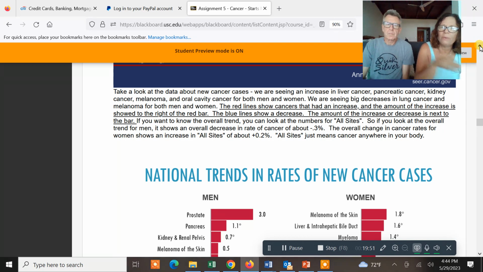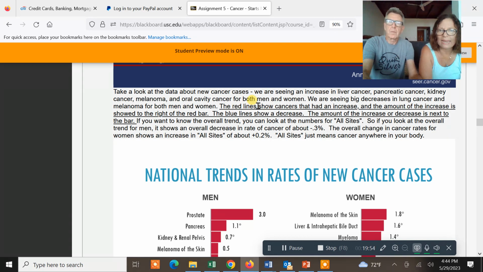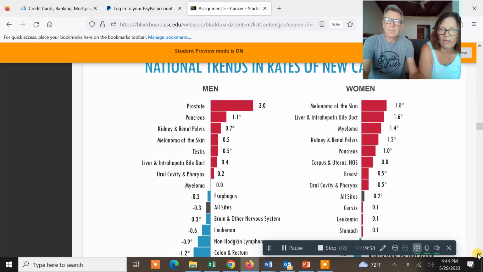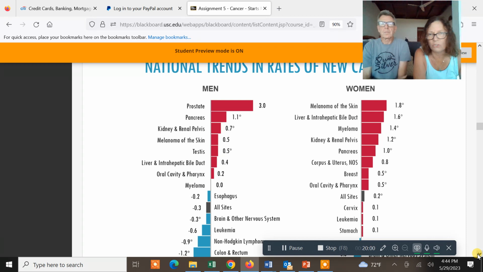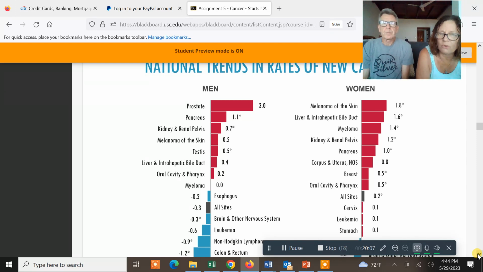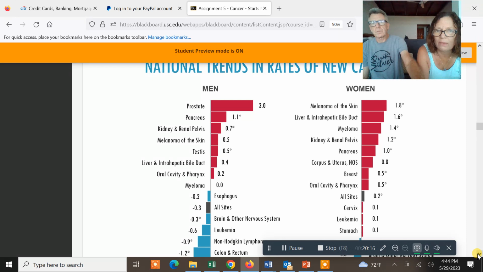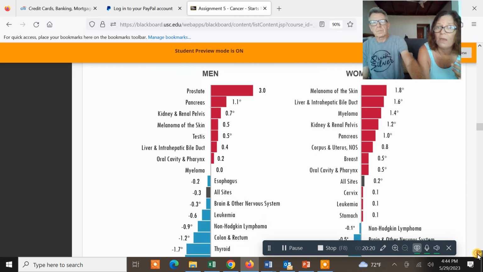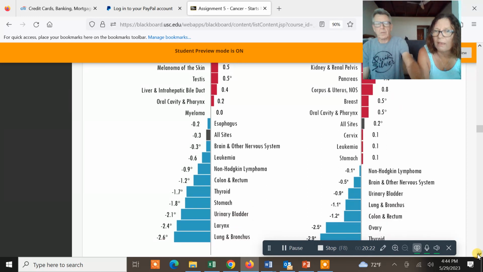When we look, now we can scroll down. So when we look at this data, and you'll have quiz questions about this, and if you get confused, don't hesitate to contact me and I can help point you in the right direction. So we look at these trends in the rates of new cancer cases, and it's broken down by men and women. The red bars show increases, the blue bars show decreases. So we can see that prostate cancer is increasing in men, pancreatic cancer, kidney, melanoma, testicle cancer, liver cancer, oral cavity cancer. In women, go back up.